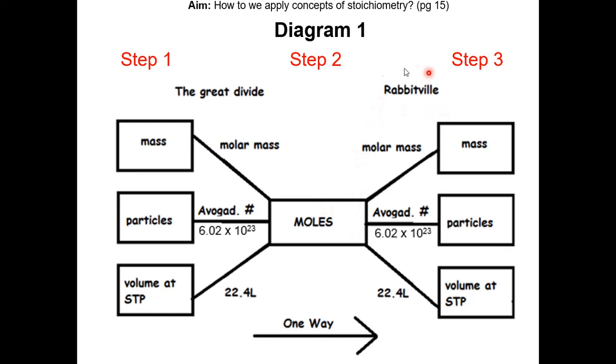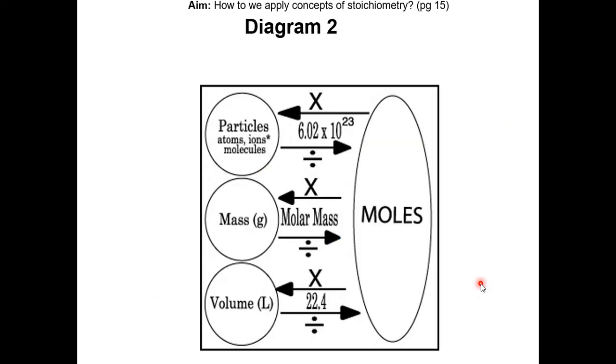In Rabbittville, you'll be multiplying because rabbits multiply quickly. So your quantity B in moles, you are going to multiply by the conversion factor to get the desired unit in the problem. In diagram 2 is a different representation.